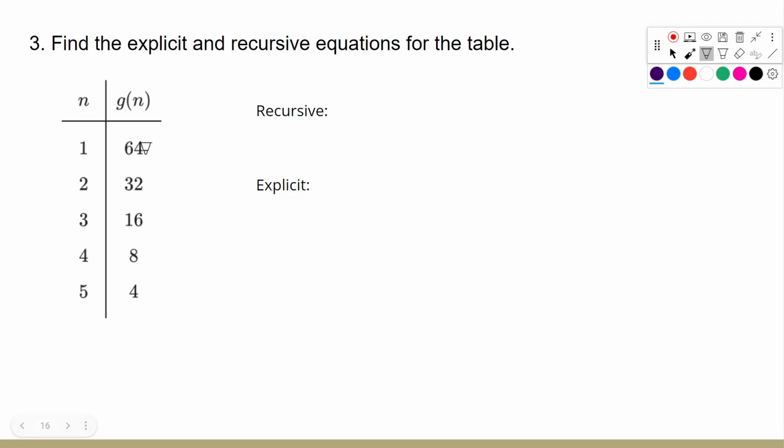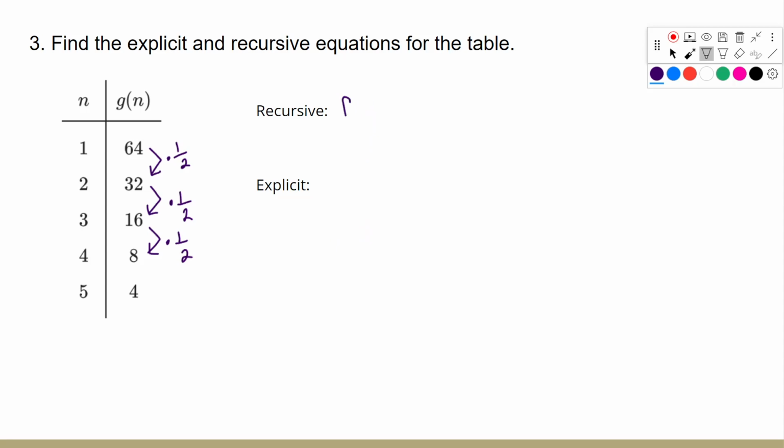Again, increasing in steps of 1, but this time it's not subtracting the same amount as these decrease. Instead, what we see is we are multiplying by 1/2. Half of 64 is 32. Half of 32 is 16. Half of 16 is 8. So we have a constant ratio of 1/2. That makes this a geometric sequence.